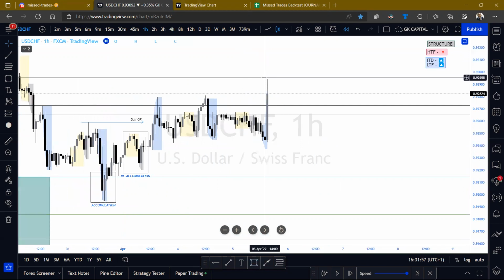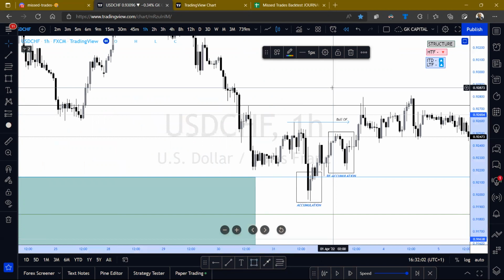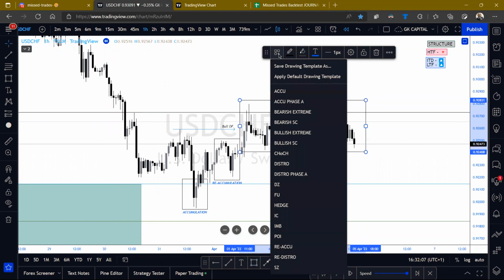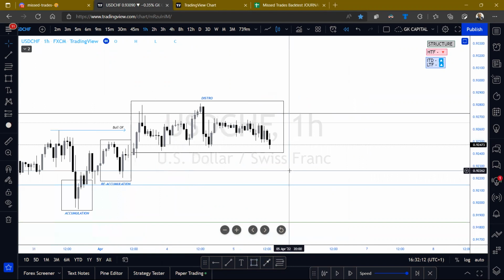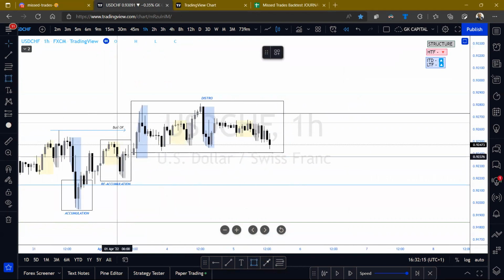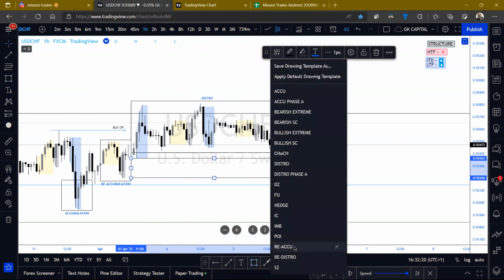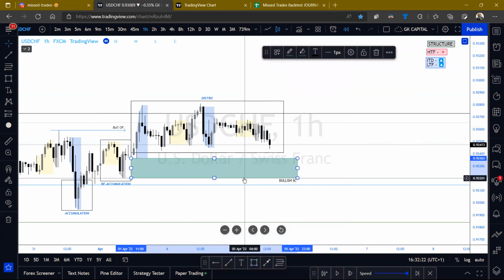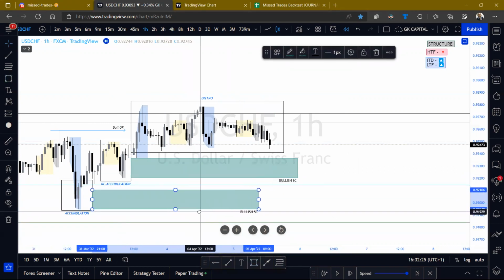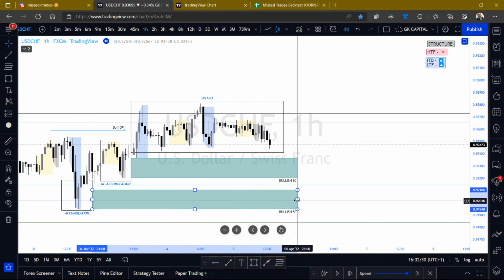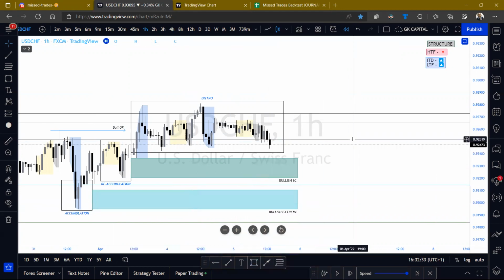Okay, so Julie went too far. Right, and then we can look for this distro here. Distro, okay, so same thing. All right, what do we look for? We look for, this is our slingshot, and then this is our extreme. This is order flow wise, right?